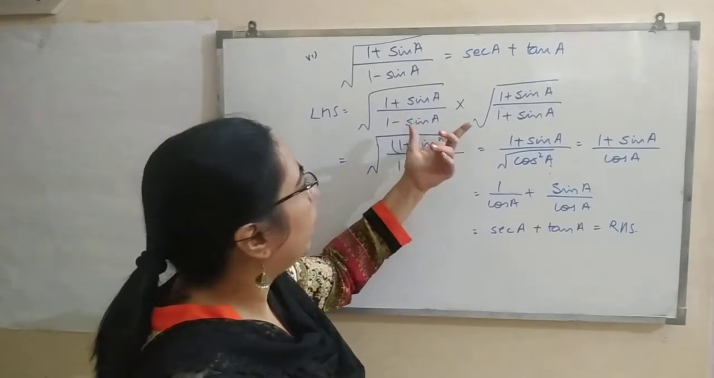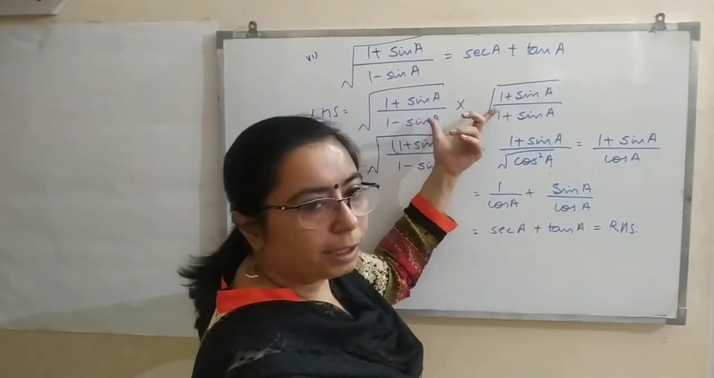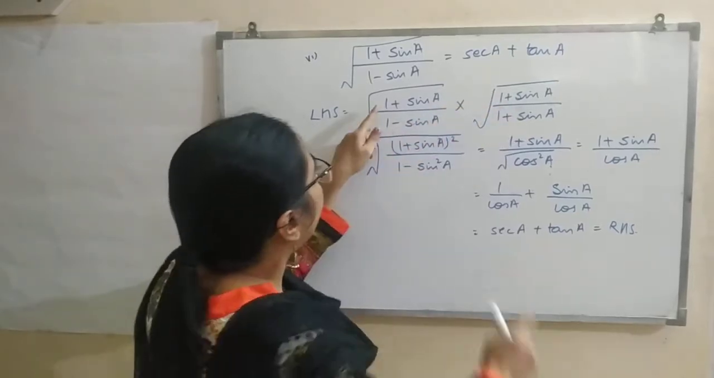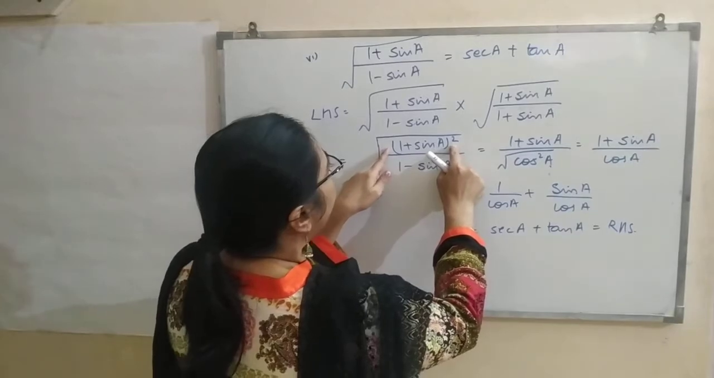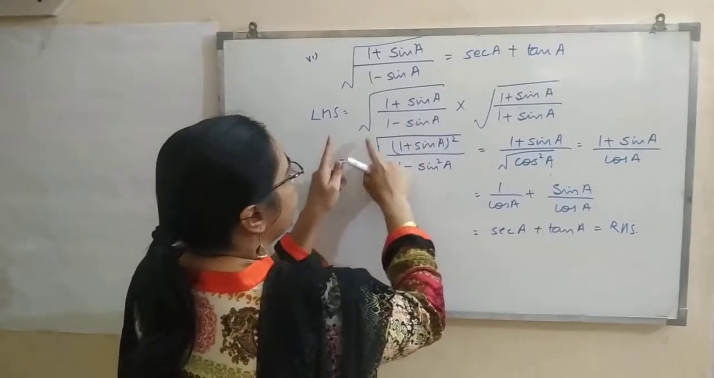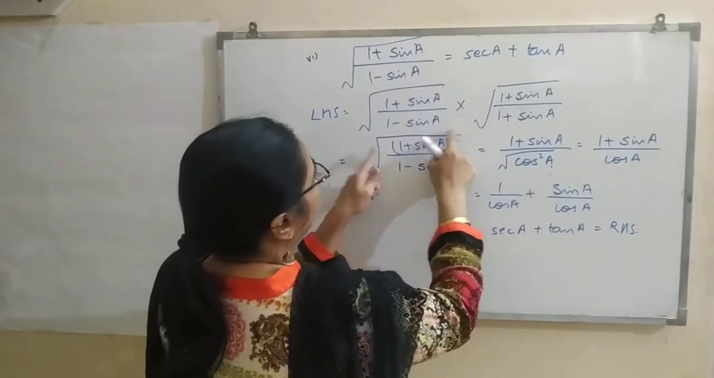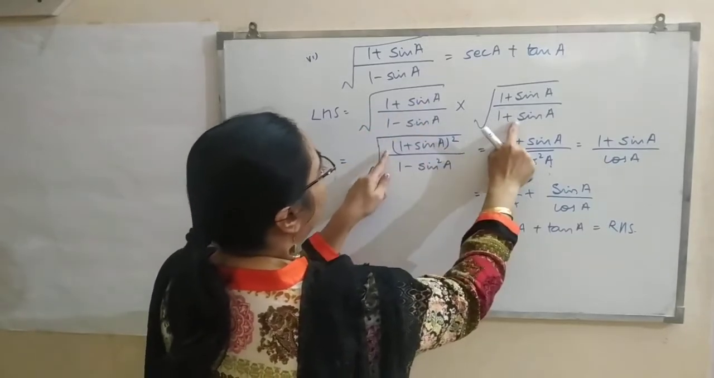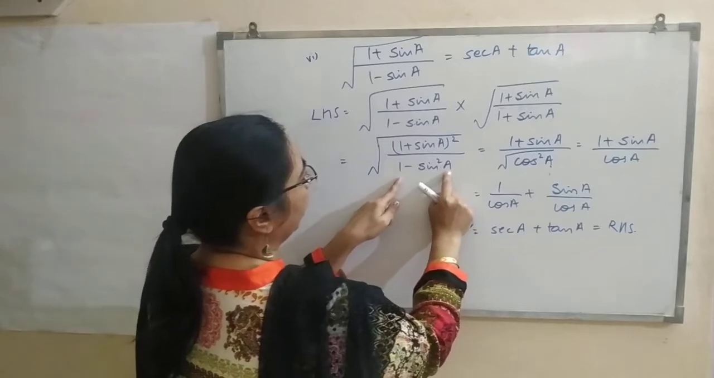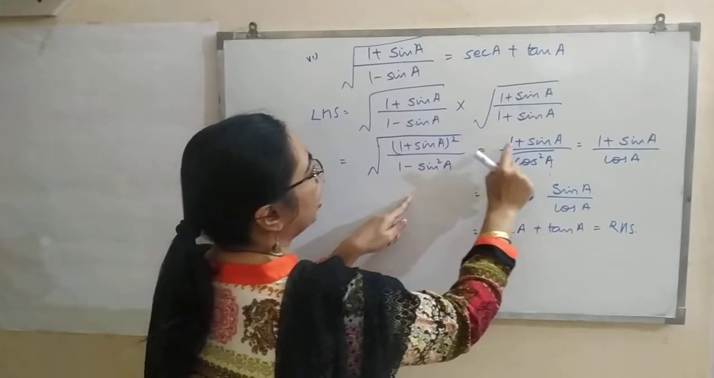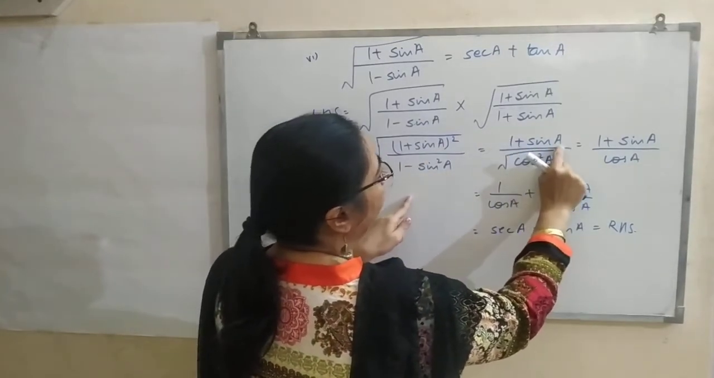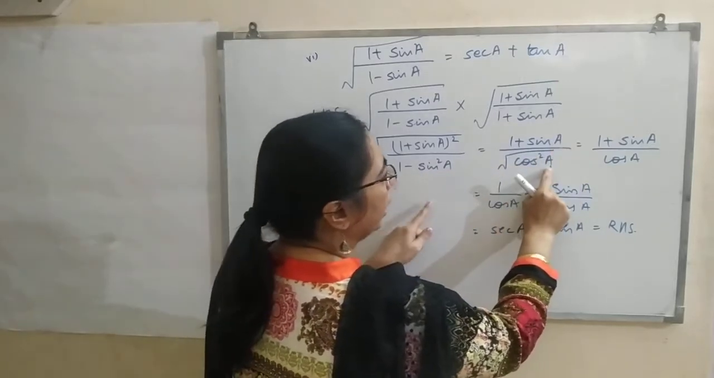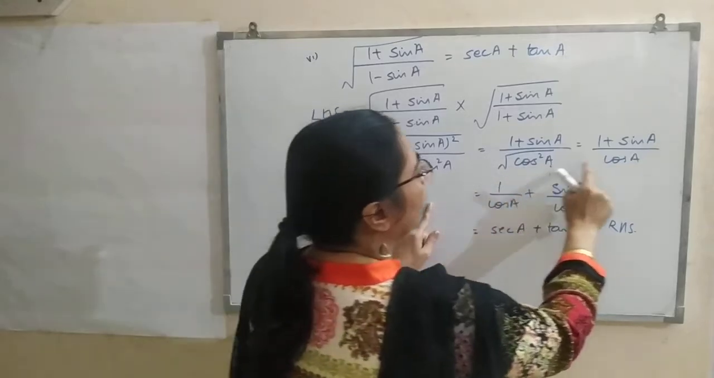Why we take opposite sign? Because it gives us the identity a plus b, a minus b in the denominator. So in the numerator you are having 1 plus sine a whole square. I am taking square root as it is. Later I will convert it. Square root is as it is, 1 plus sine a whole square in the numerator, and in the denominator 1 minus sine square a. So when here it is square with square root, it gets cancelled. So I am left with 1 plus sine a, and in the denominator 1 minus sine square is cos square a with square root, which gives us cos a.